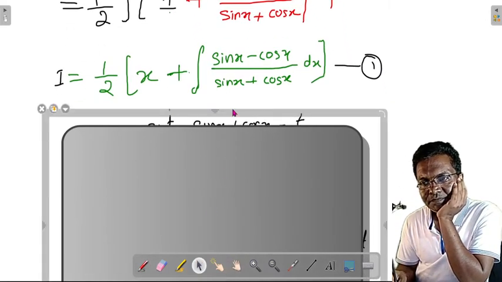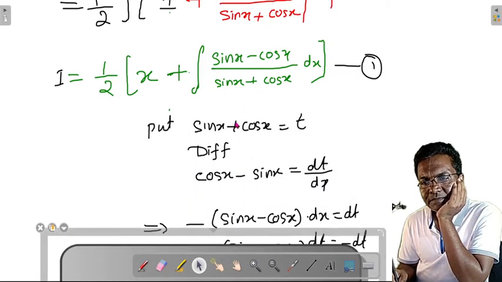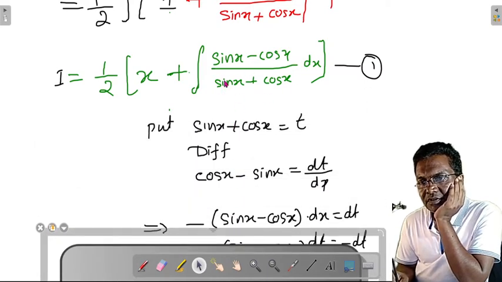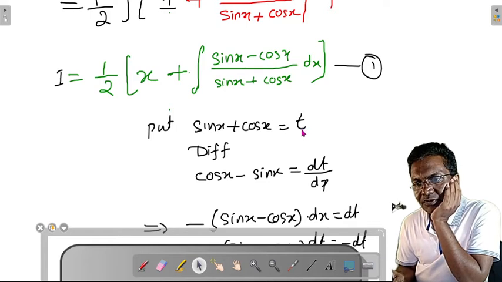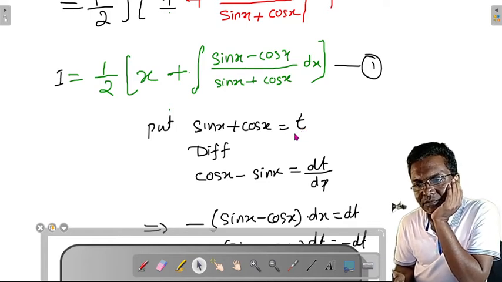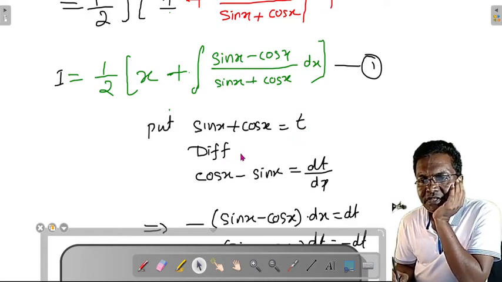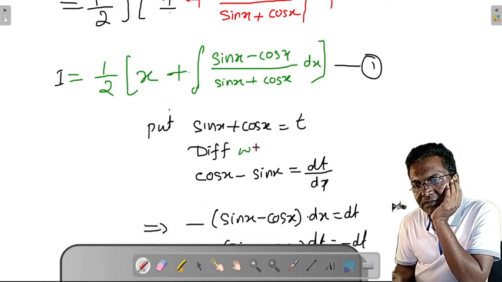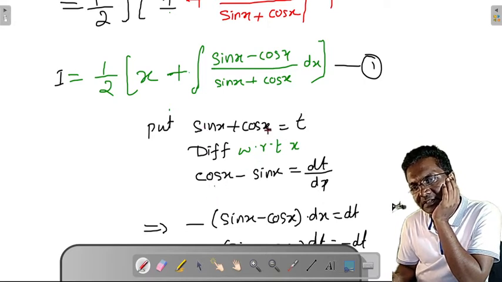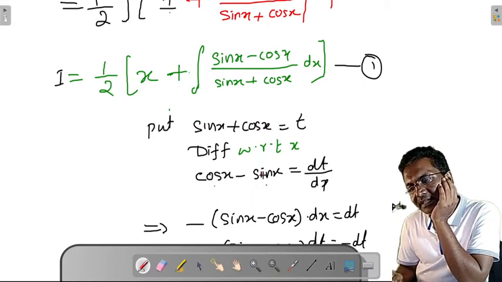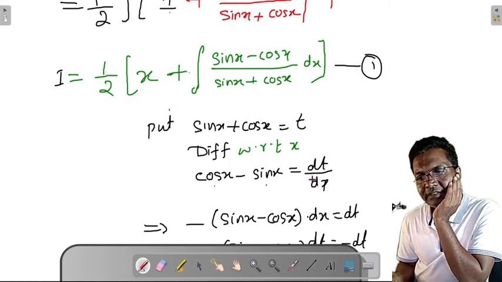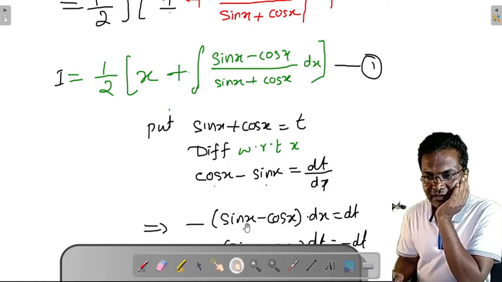Okay, now you make a substitution. Put sin x plus cos x equals t. Differentiate with respect to x. Derivative of sin x is cos x, derivative of cos x is minus sin x, equals dt by dx.